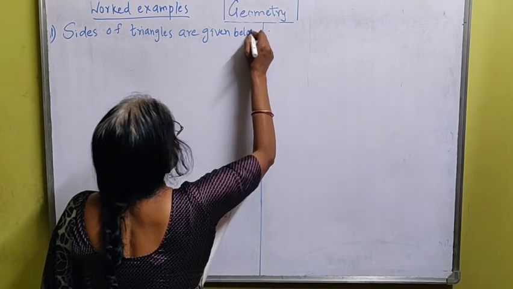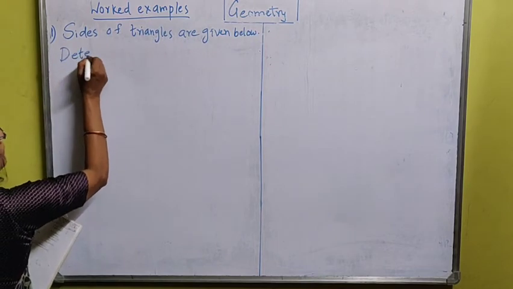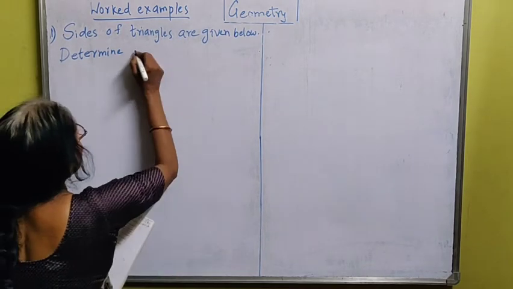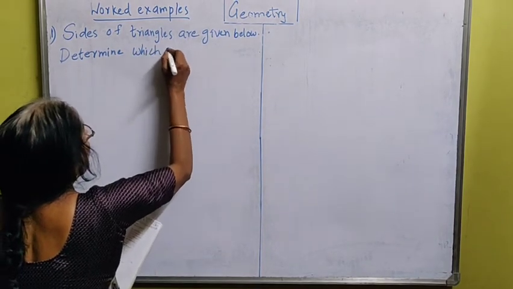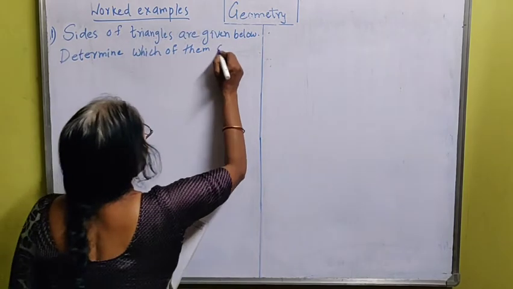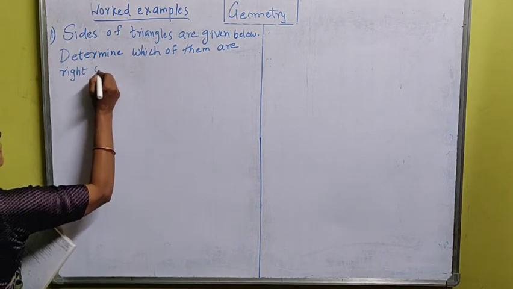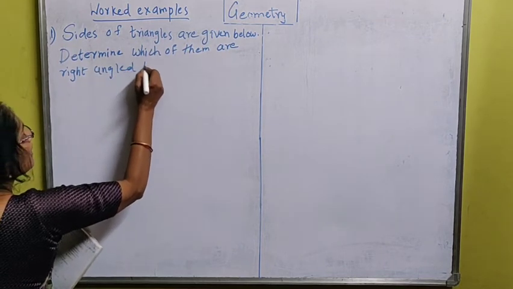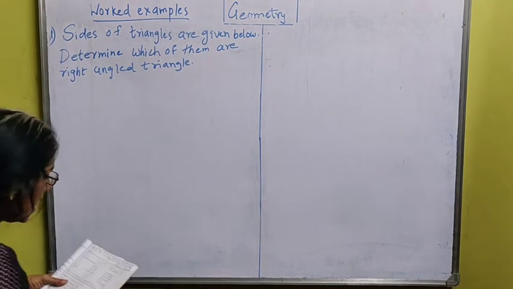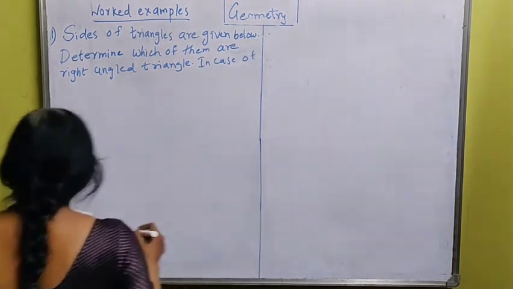Sides of triangles are given below. Determine which of them are right angled triangles. Okay.